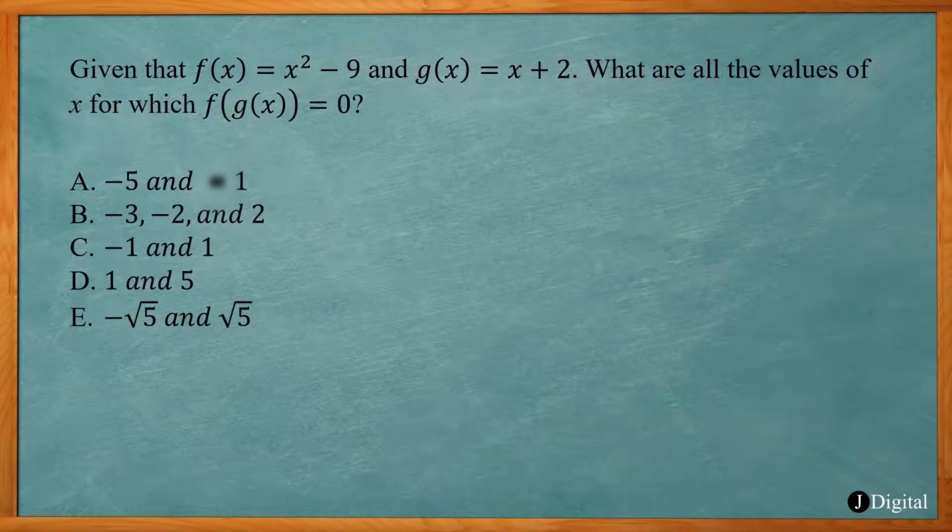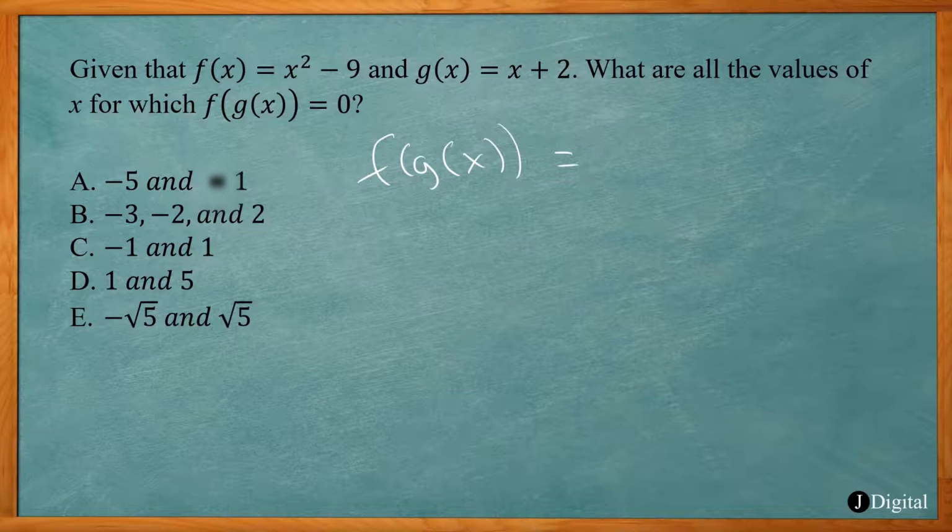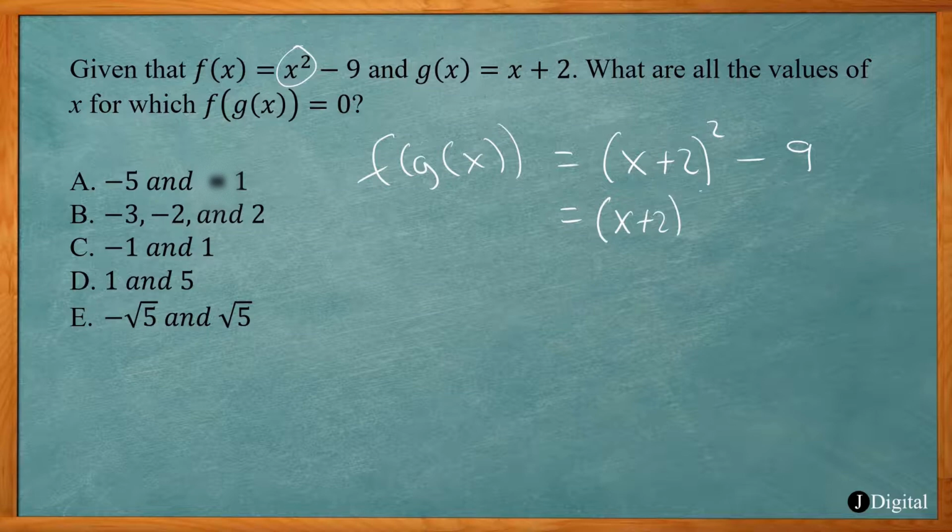Alright, in this ACT problem, it says given that f of x is x squared minus 9 and g of x is x plus 2, what are all the values of x for which f of g of x is equal to 0? Alright, so this one we do want to find the composite function, f of g of x. And we're going to replace the x squared with x plus 2. So x plus 2, that's going to be squared minus 9. So x plus 2 is squared, so that just means x plus 2 times x plus 2.